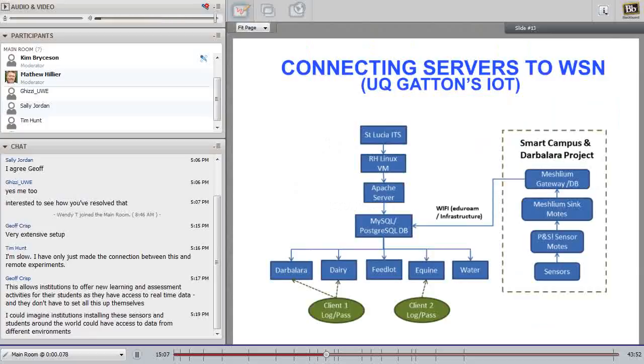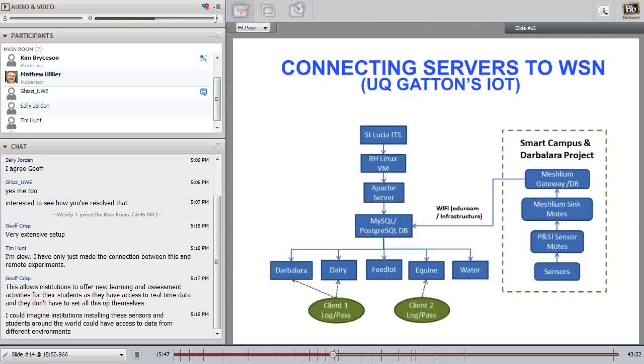So here's the smart campus and a project I'll talk about. We've got the Meshlium gateway, the motes or the units and sensors, and this goes through Wi-Fi edge-around infrastructure into the UQ system, into a MySQL database, which we've broken up into various components that will take in the data. Again, we've tried to keep everything seriously simple, logical, straightforward, so that we can develop this up to lots of things, depending on how people want to use it.